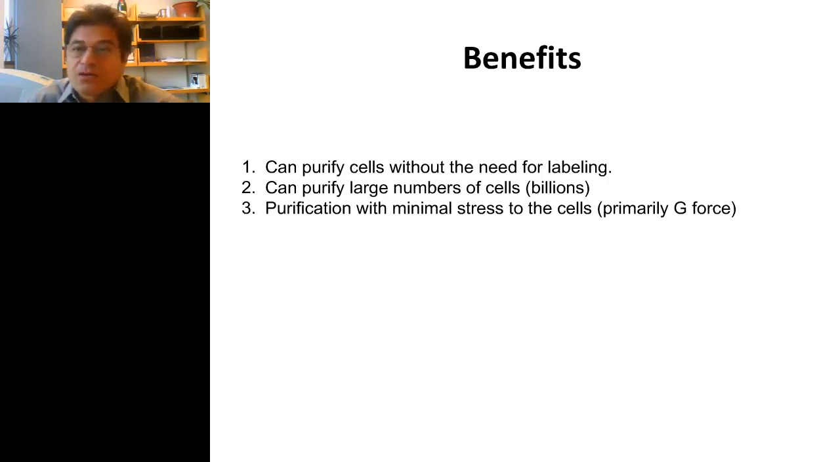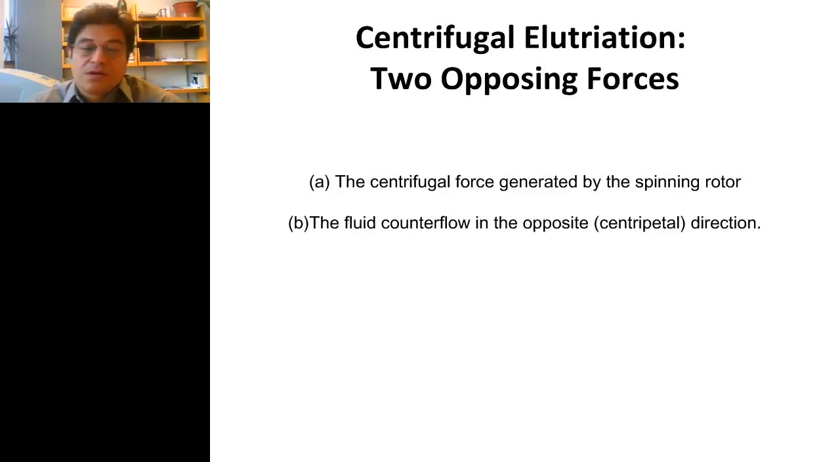And you know, there are other techniques that we'll talk about where this is possible. It's certainly a little challenging in the flow cytometry cell sorting environment to do these type of numbers. And lastly, one benefit is that this purification is done with minimal stress on the cells. The primary stress is the g-force of the centrifuge, and we'll talk a little bit about what the g-forces are that are involved as we go further into the talk.